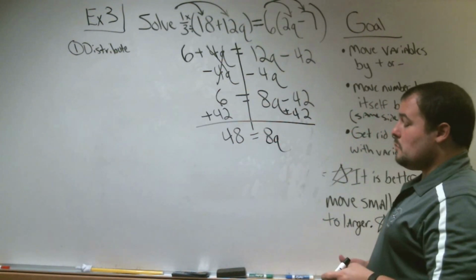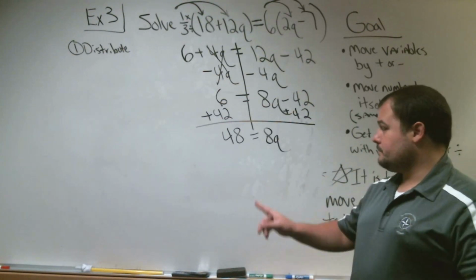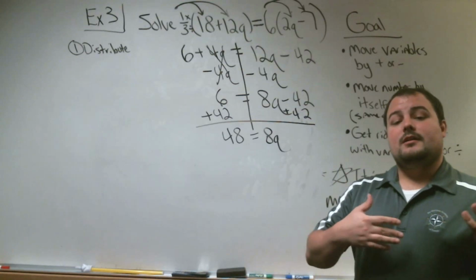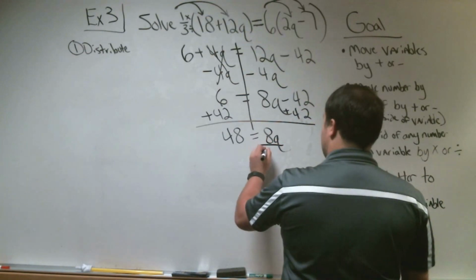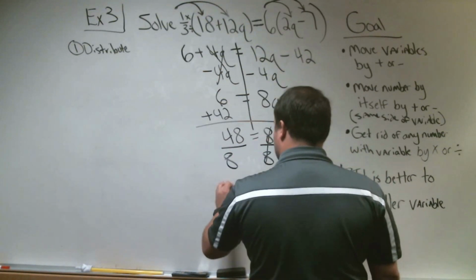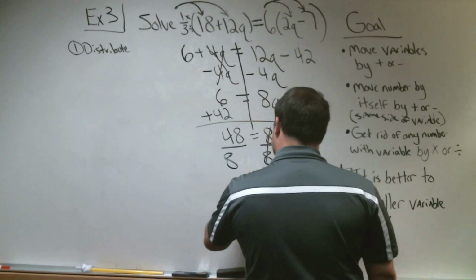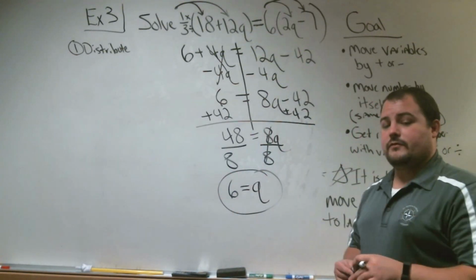All right. So last thing we need to do is we need to get rid of the number with the variable, this one here, by dividing by it because it's multiplying. So we divide by 8. Divide by 8, and we get 48 divided by 8 is 6. So our variable is equal to 6. And that's our answer for this problem.